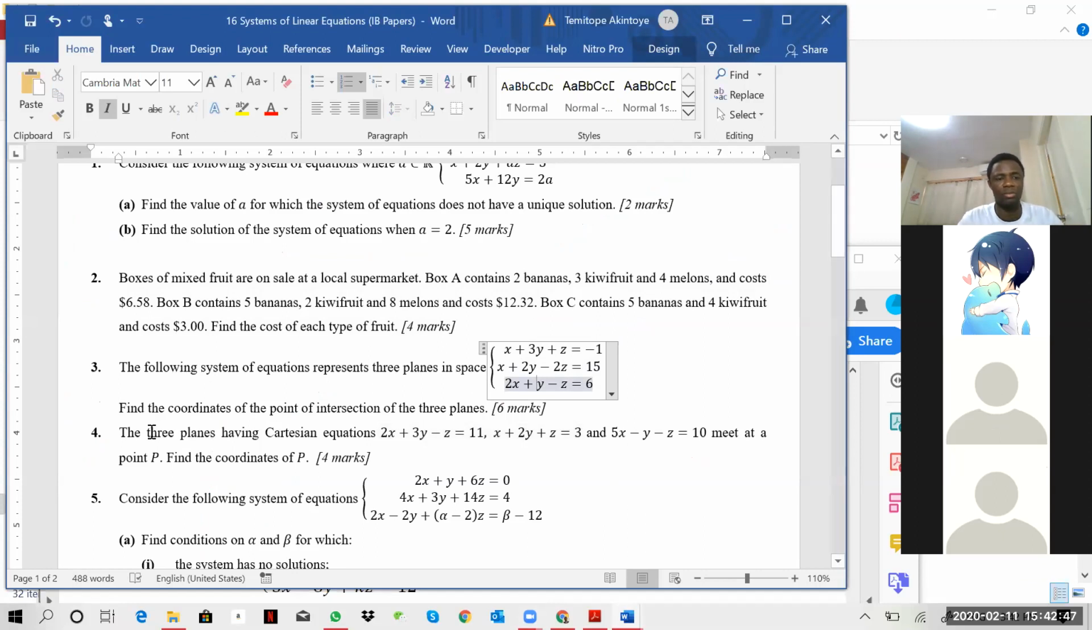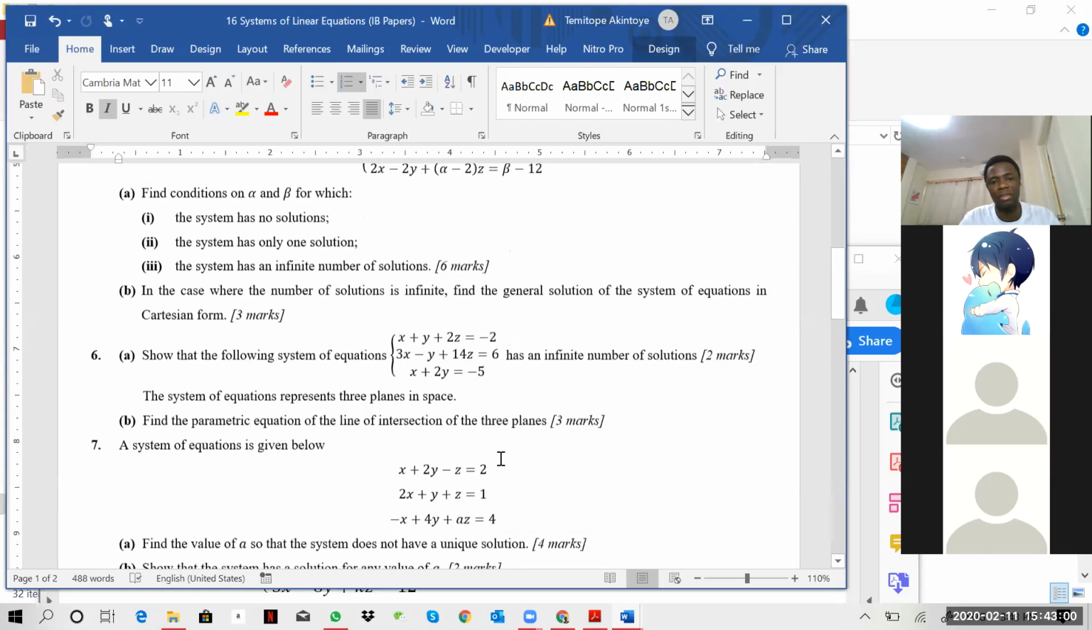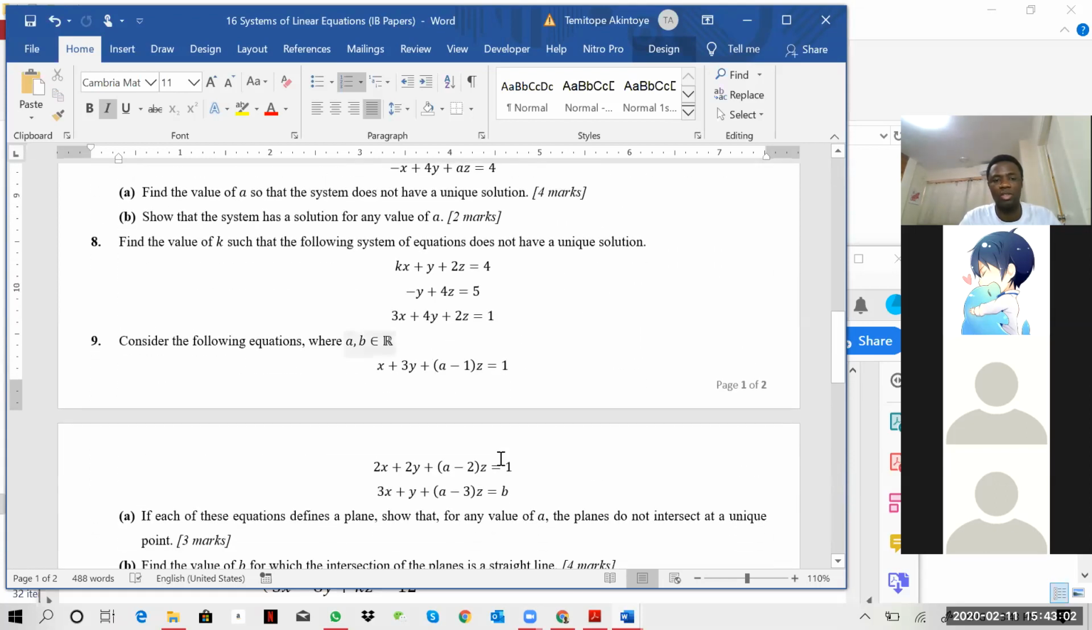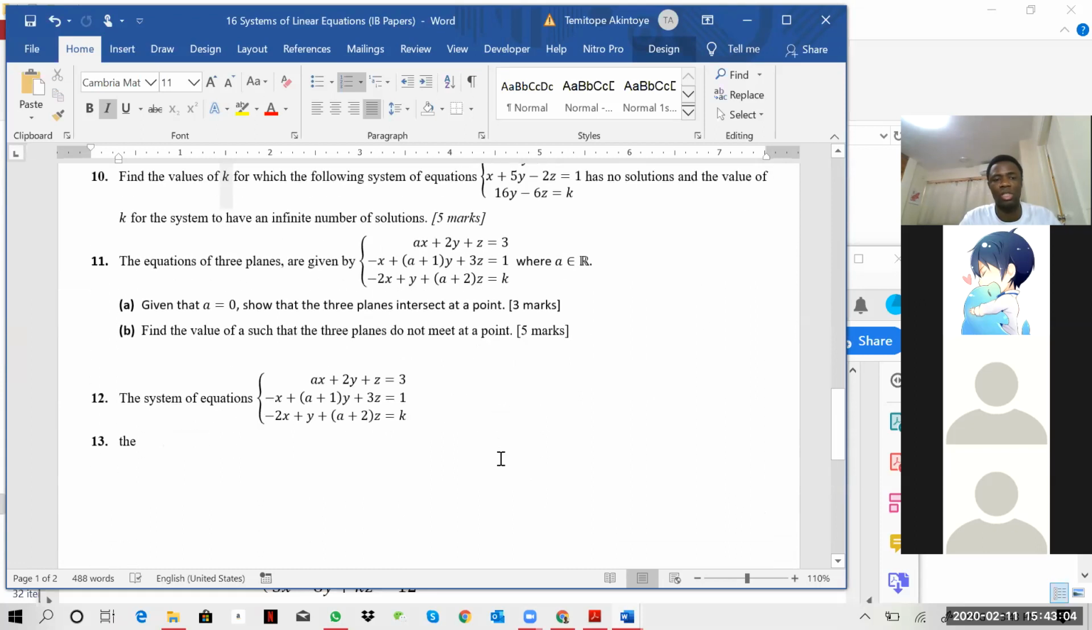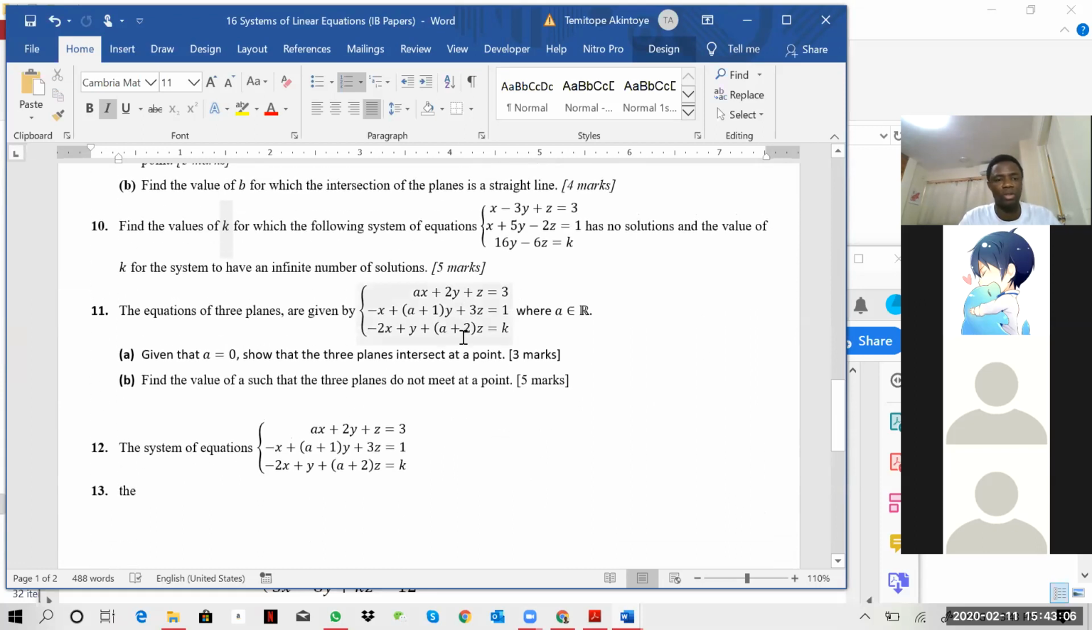Here's a similar question. This is the Cartesian equation of the three planes, meet at point P. Find the coordinate of P. Basically, solve this 3x3 equation. Does that make sense? So when you come across a question that has to do with plane, when I send you this worksheet, that's what you should do. Okay? So this is another one.